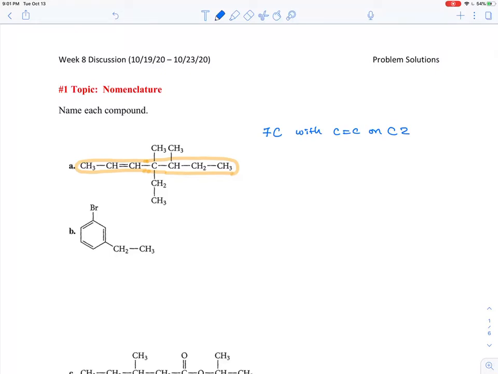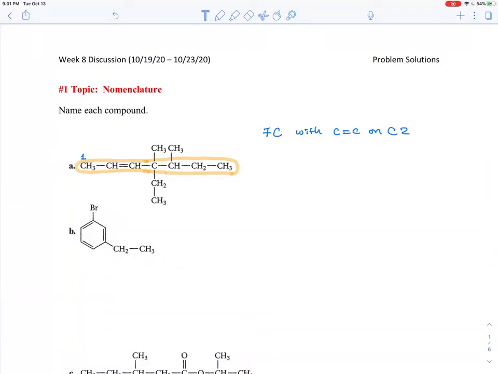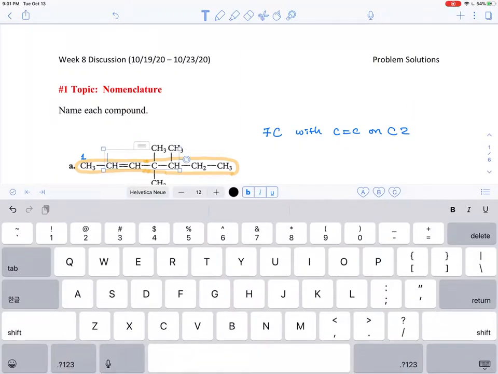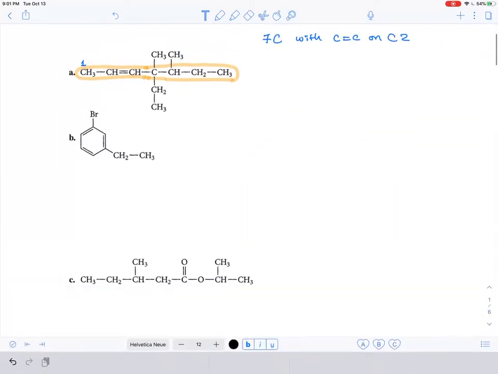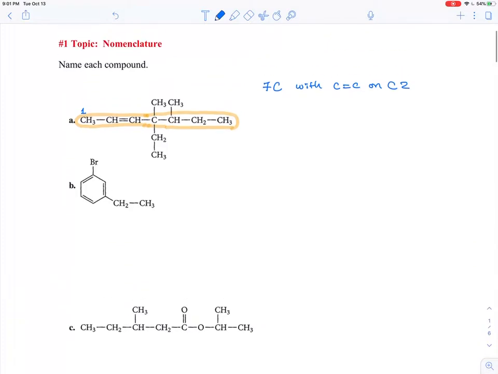So therefore, this is for me 1, 2, right? Okay, 1, 2, 3, 4, 5, 6, 7. I just finished numbering the carbons, and this carbon 2 is the position of the double bond.